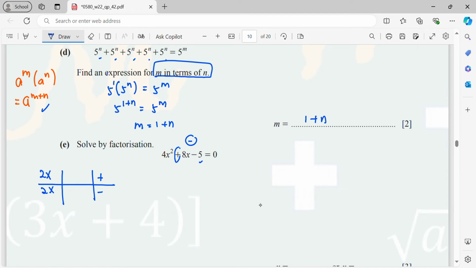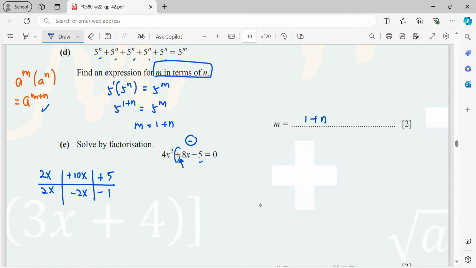So to get 5, it will be 5 times 1. And now by looking at here, we need positive 8x. Therefore, it must be positive 5. Because when you multiply, you get plus 10x. And then this is 1. Right? Because 5 times 1 is 5. Then minus 1 times 2x is minus 2x.